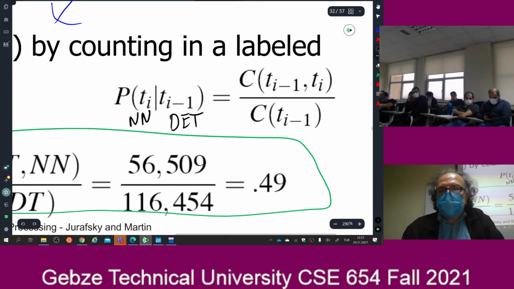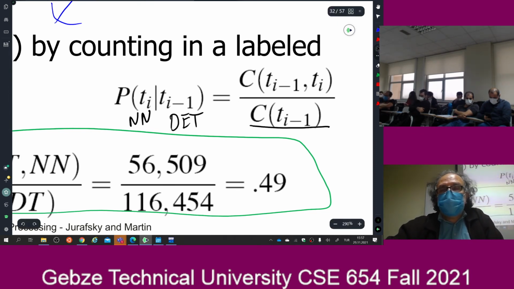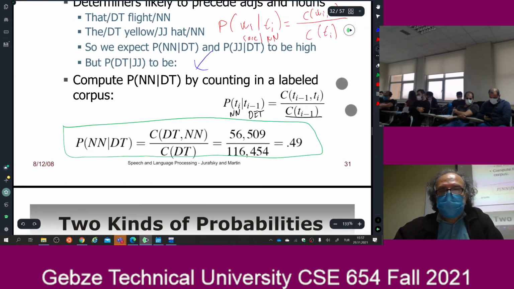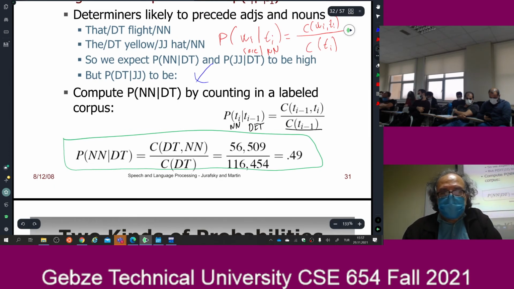Okay, I count all the determiners, how many times the determiners happened, and how many times after the determiner I have a noun. Make this division, and this will give you the probability. So maximum likelihood estimation probability, and this is how I calculate it.